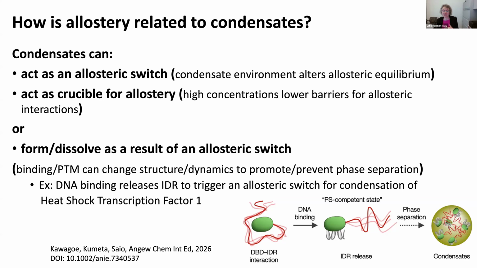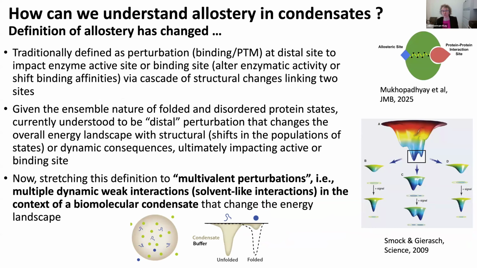Alternatively, condensates themselves can form or dissolve as the result of an allosteric switch. There was a very interesting recent paper from the Sao group that DNA binding releases a disordered region to trigger an allosteric switch for phase separation of the heat shock transcription factor 1. So binding or post-translational modifications, which we think of as allosteric switches, can change the structure or dynamics to prevent or promote phase separation.